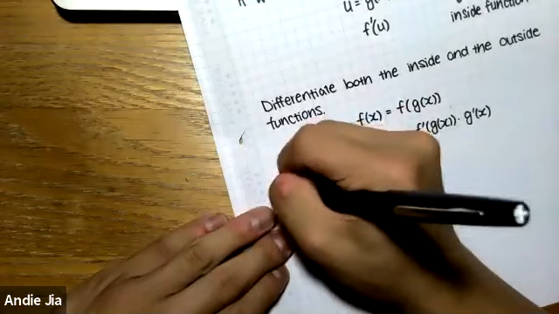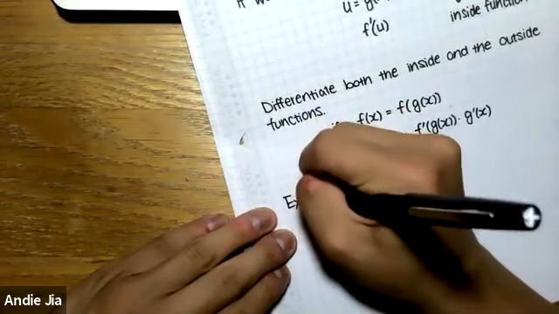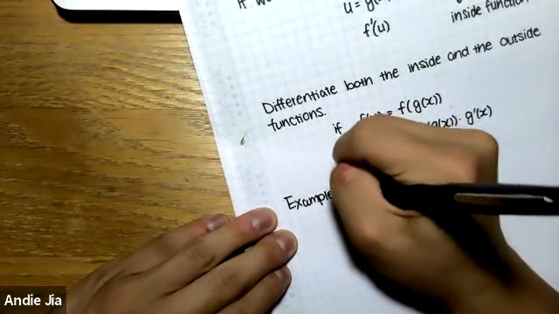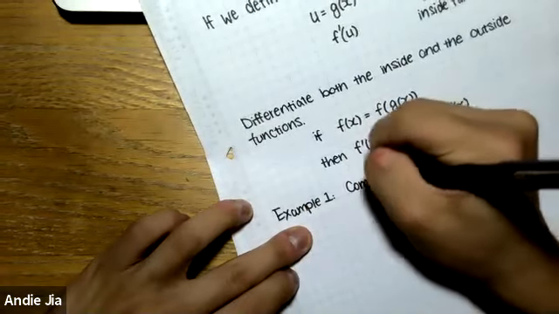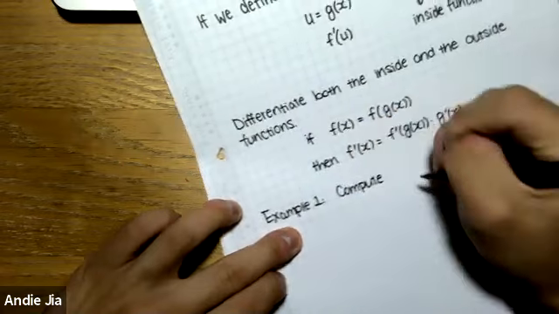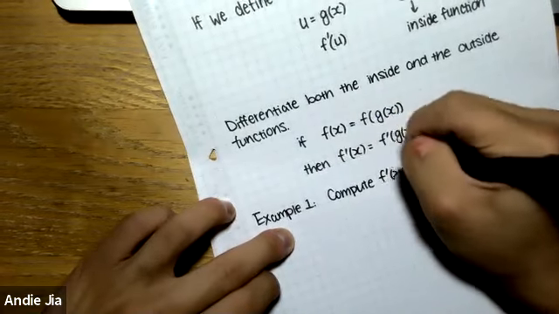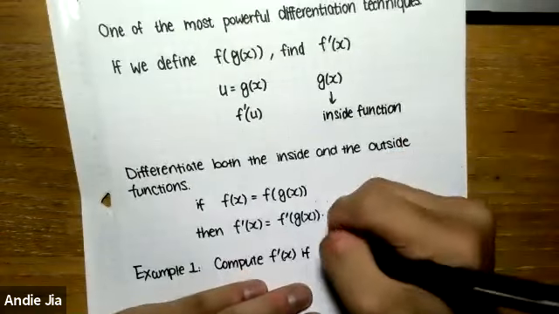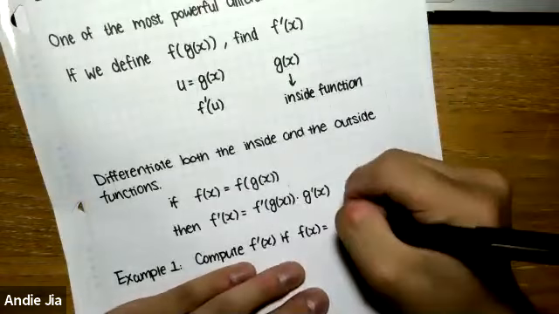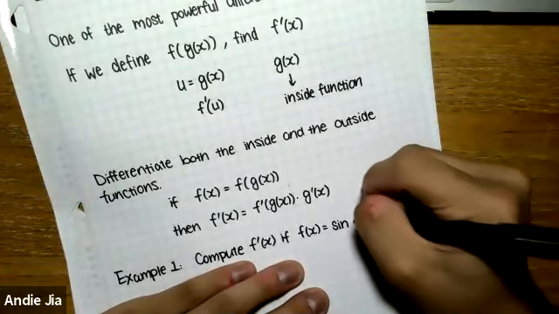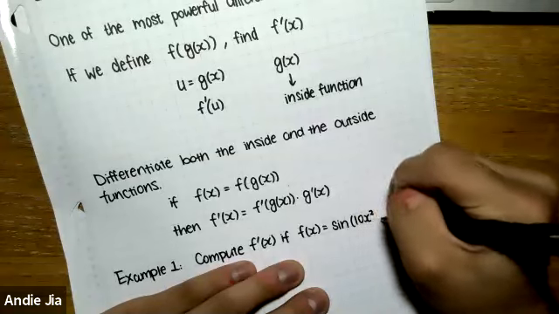Let's do an example here. Compute f prime of x if f of x equals sine of 10x, tan x squared.